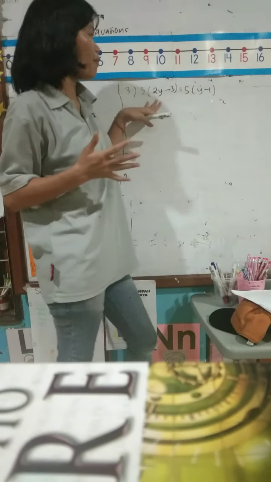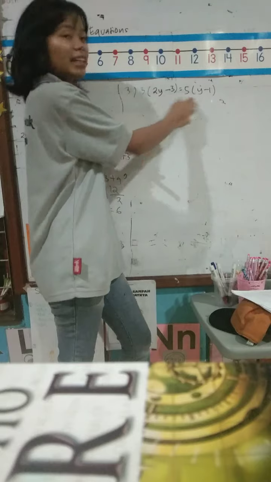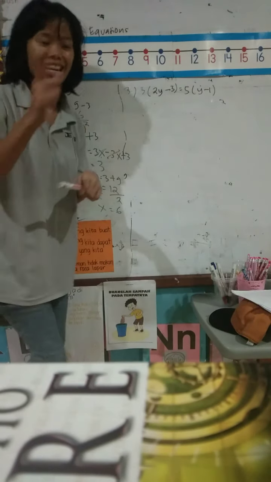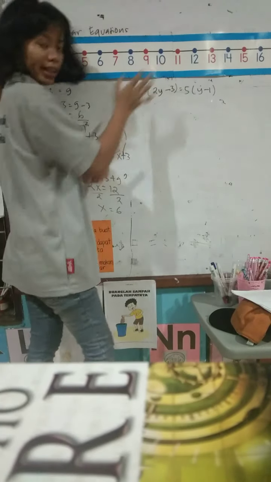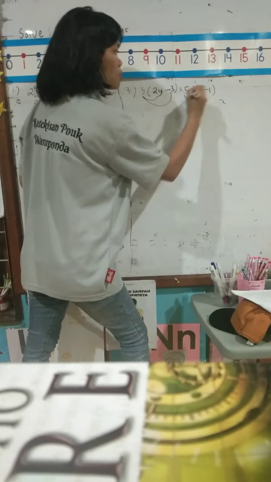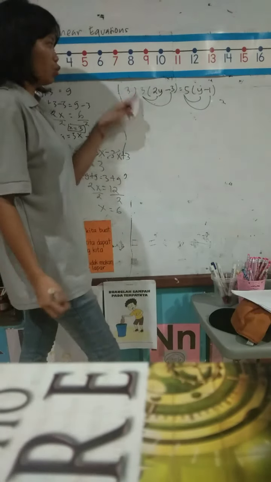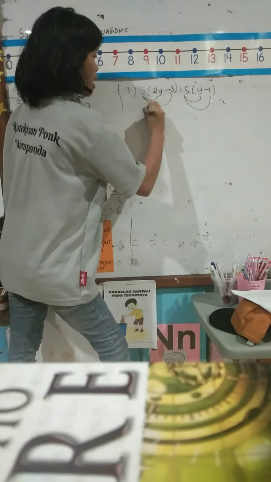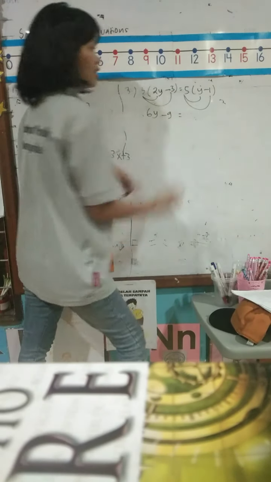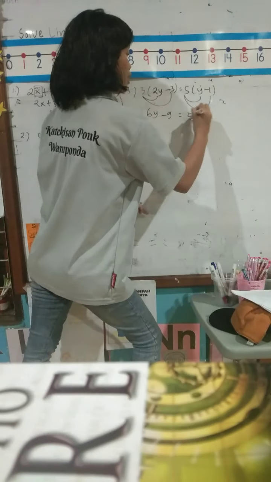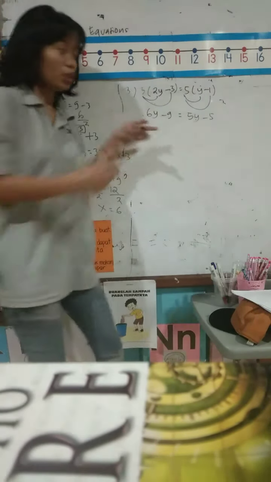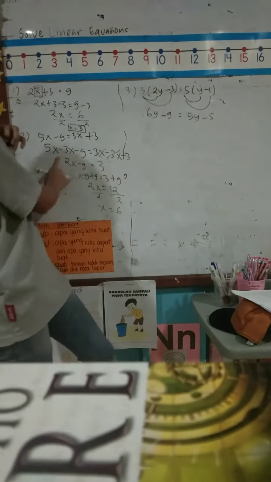How about if we still have problems like this? Yes, Edwin, what should you do first? Yeah, multiply in the bracket. So 3 times 2y, 3 times minus 3, 5 times y, 5 times minus 1. So 3 times 2y is 6y. 3 times minus 3 is minus 9. 5 times y is 5y. 5 times minus 1 is minus 5. So when you get this, it's still the same as before.